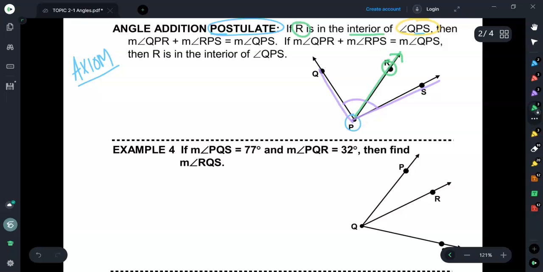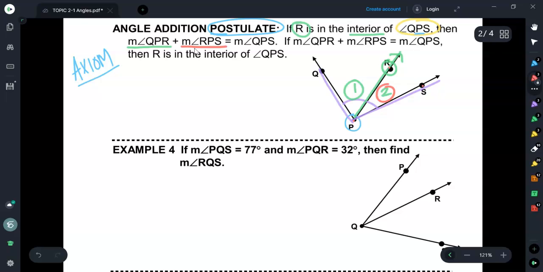What this says is basically, if I put this point in the interior, I can draw another ray and create two smaller angles such that the two smaller angles add up to the larger angle. So basically, this is saying that if the measure of angle QPR, let me go back here. It says, then the measure of QPR, now QPR, guys, that's this angle right here, plus, if you look up here at the picture, the measure of RPS. Guys, RPS is right here because you're going from R to P to S.